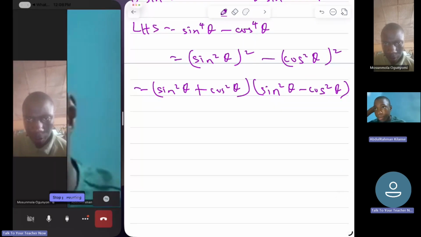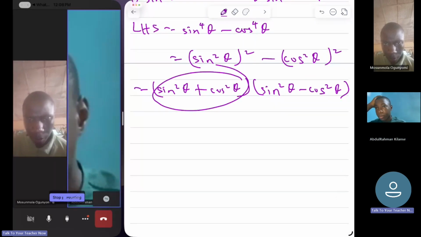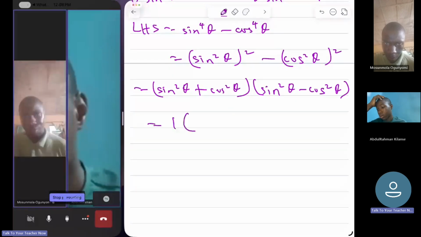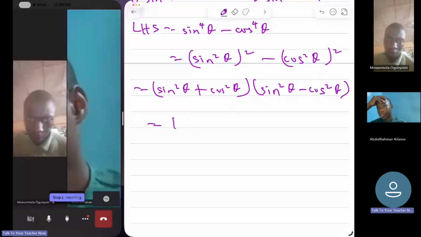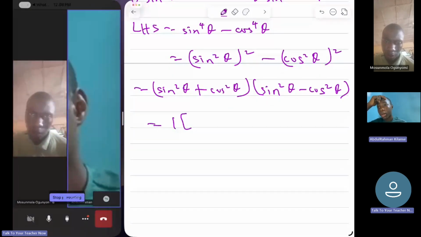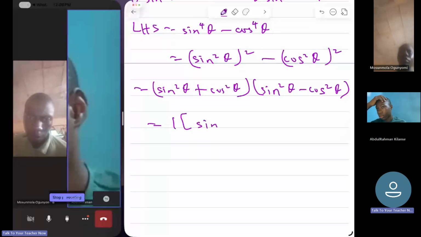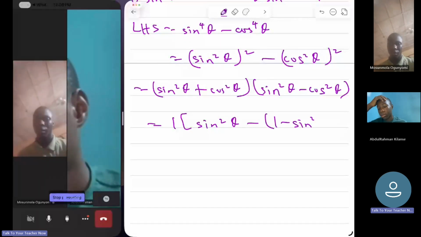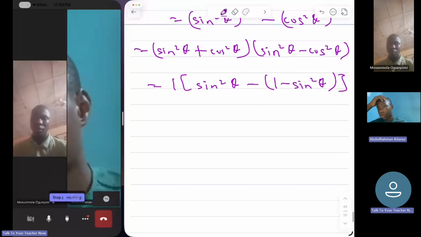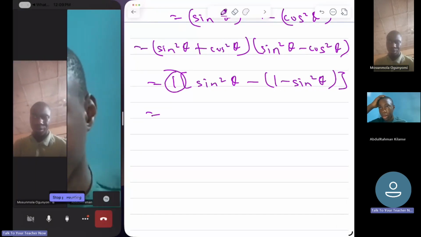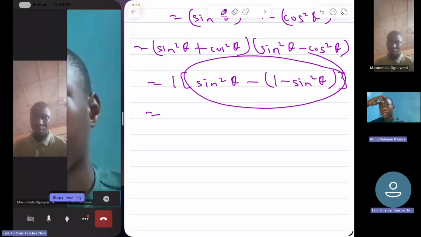So cos squared theta is the same as... sine squared theta plus cos squared theta is 1, right? So that would be 1 times sine squared theta. No, cos squared theta is 1 minus what? 1 minus sine squared theta. So that would be sine squared theta minus open bracket 1 minus sine squared theta. You understand? And that's equal to what? If you multiply 1 by the whole of this, you get the whole of this.